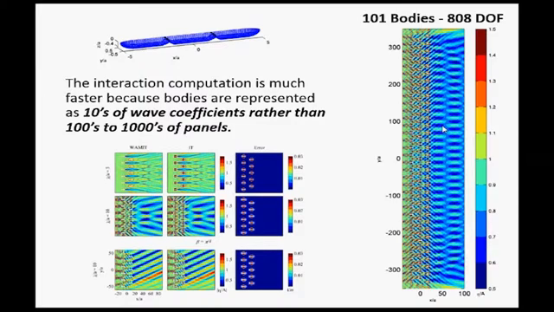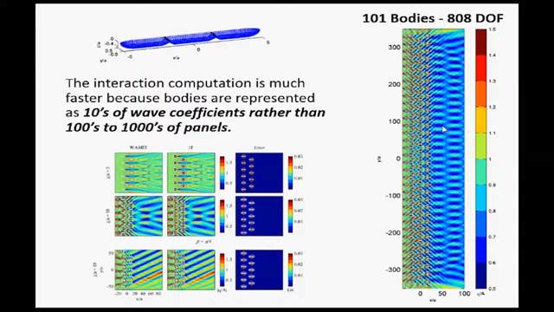This is the difference between the two. And then we computed, and so this is an array of these bodies here. So this is like a hinged raft kind of wave energy converter. It has 8 degrees of freedom, the 6 regular degrees of freedom, and then 2 hinges.